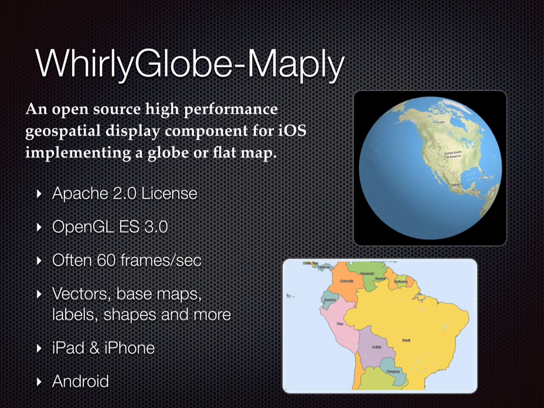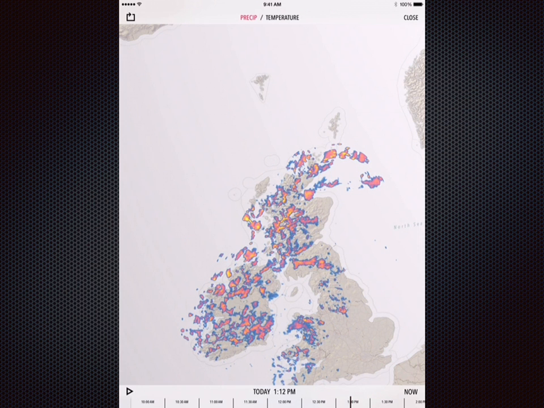WhirlyGlobe-Maply is an open source map and globe toolkit for mobile devices. It's based on Apache 2.0, so it's very friendly for commercial apps. It uses OpenGL for its display, so it's fast and interactive, and it can often achieve 30 or 60 frames a second, depending on what you're doing. It implements a large number of features, including vectors, image-based maps, vector-tiled maps, labels, markers, shapes, and a whole bunch more. And again, it's available for iPad and iPhone and Android devices.